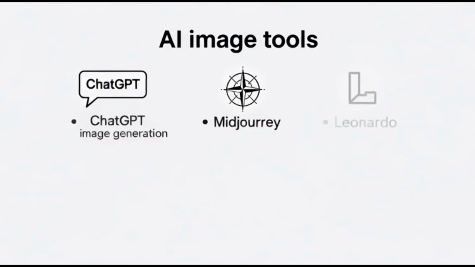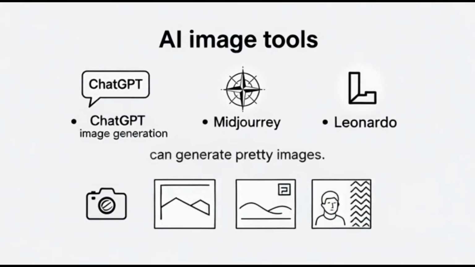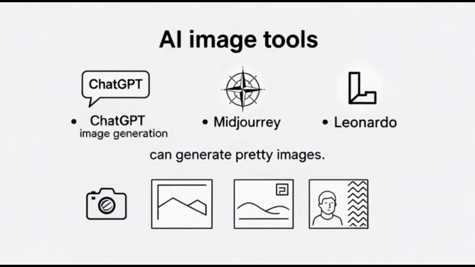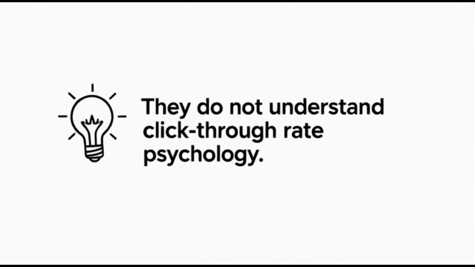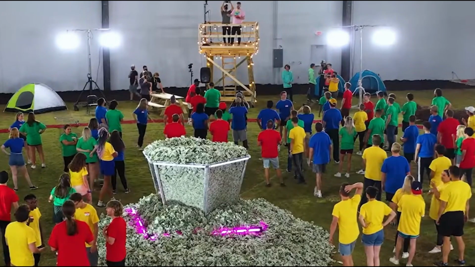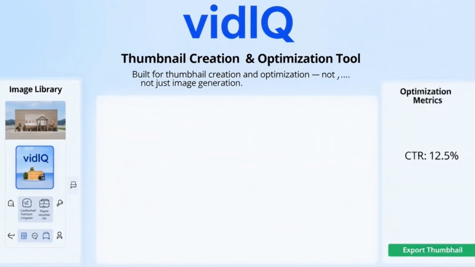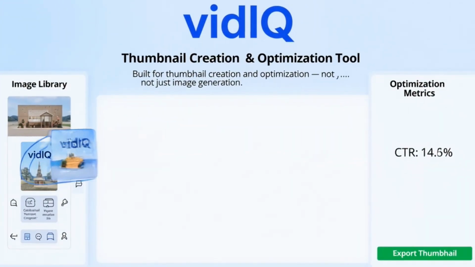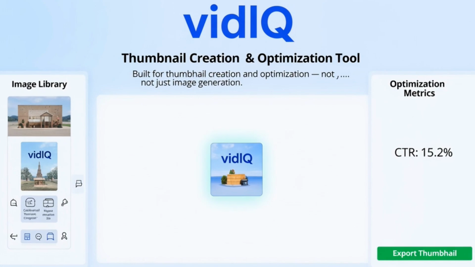Most AI image tools, ChatGPT image generation, Midjourney, Leonardo, can generate pretty images, but they cannot analyze whether your thumbnail actually works algorithmically. They do not understand click-through rate psychology. They cannot automatically fix a failing thumbnail. The tool I'm going to show you today does all of that. It is called vidIQ, and it is specifically built for thumbnail creation and optimization, not just image generation.